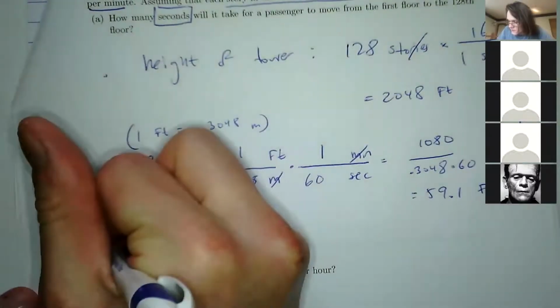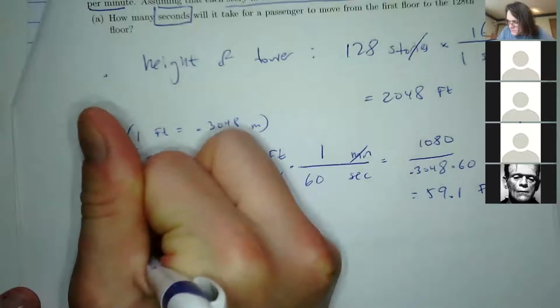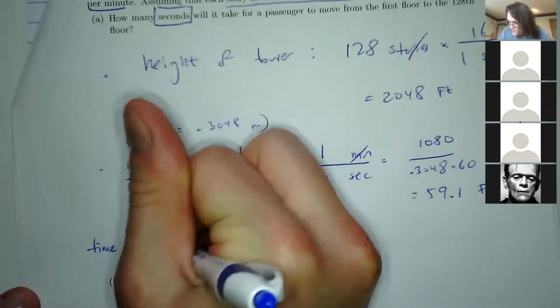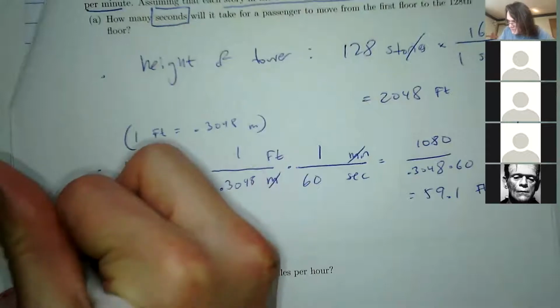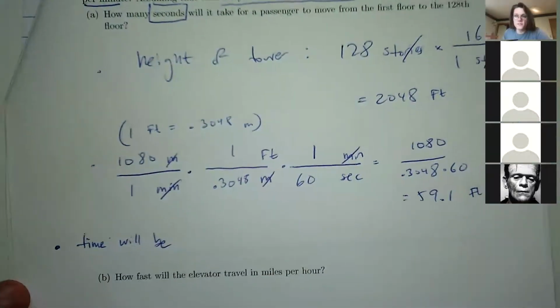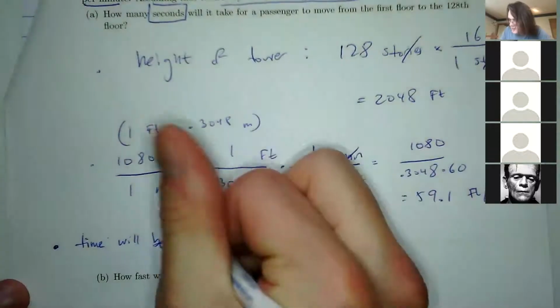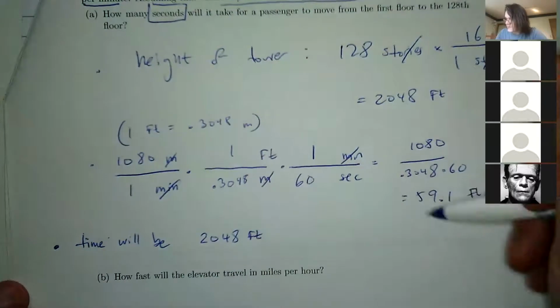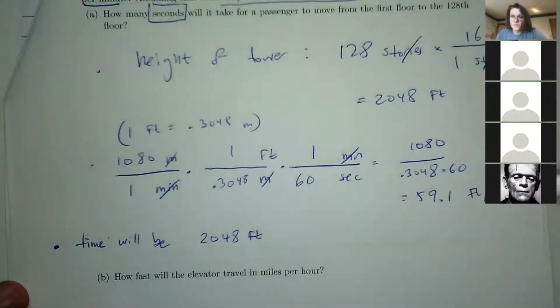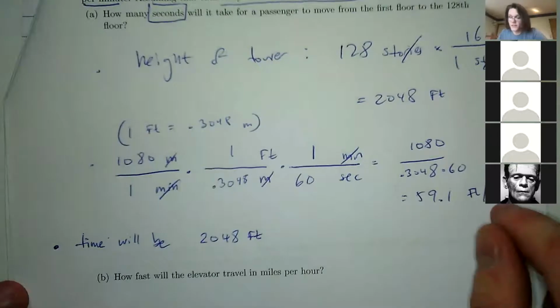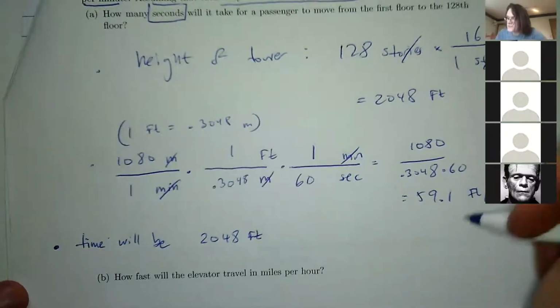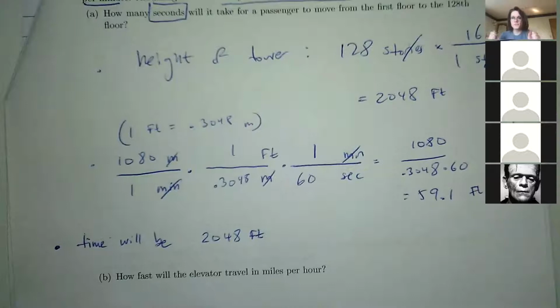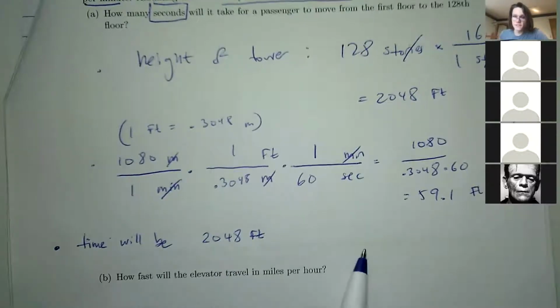So the time will be, so the way this will work is that you start with the distance you want to go. So 2,048 feet. And you can think of this as sort of a relationship between its feet per second, right? So every 1 second, you go up 59.1 feet. So it's a relationship between time and distance. So what it allows you to do is convert distance into time and vice versa. In this case, we want to go distance to time. So that's what I'll do.